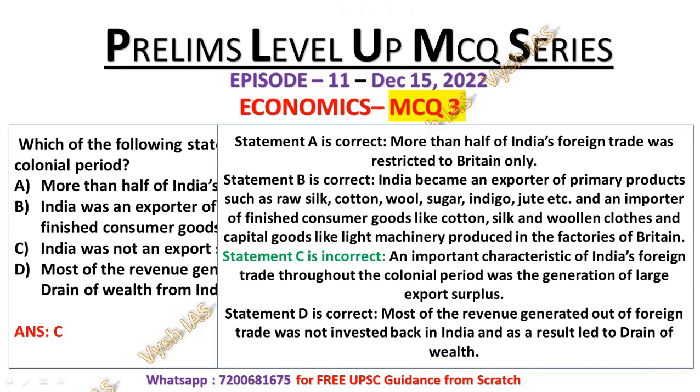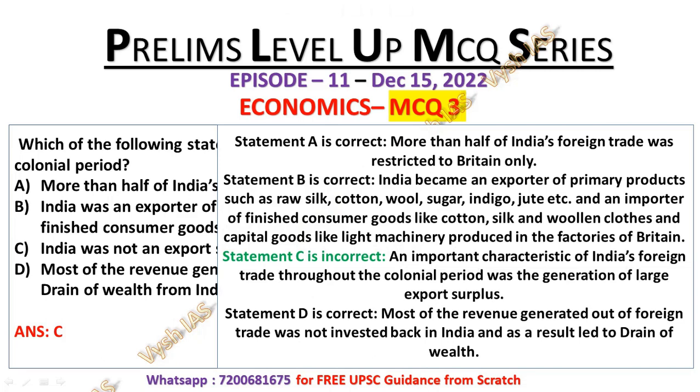Statement A is correct, as I told you, because more than half of India's foreign trade was restricted to Britain only. And you studied in your history or NCERT book that the Britishers generally used the foreign trade only for their own benefit. So it means that more than half of India's foreign trade was restricted to Britain only.